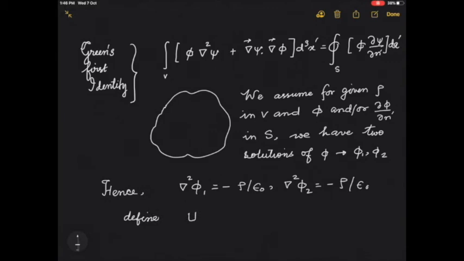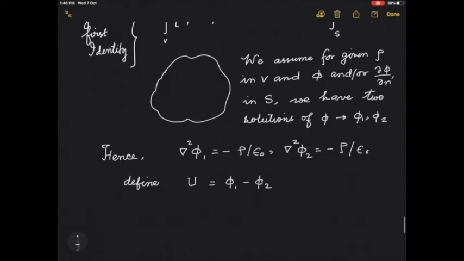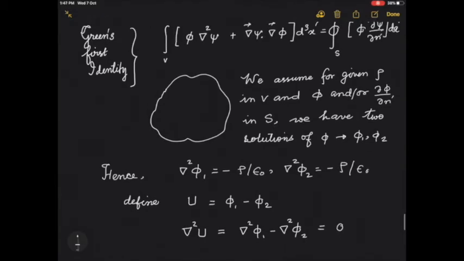So we define u, a scalar function, as phi 1 minus phi 2. I am allowed to do that. So what is grad square u? Let's look at that. Grad square u will be grad square phi 1 minus grad square phi 2. And you will agree that the right hand sides of grad square phi 1 and grad square phi 2 are both minus rho by epsilon naught. So this is 0.